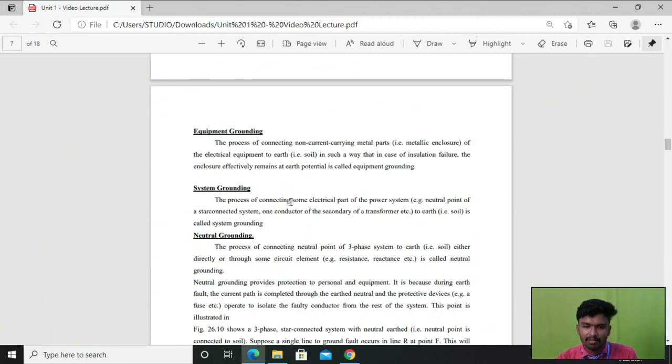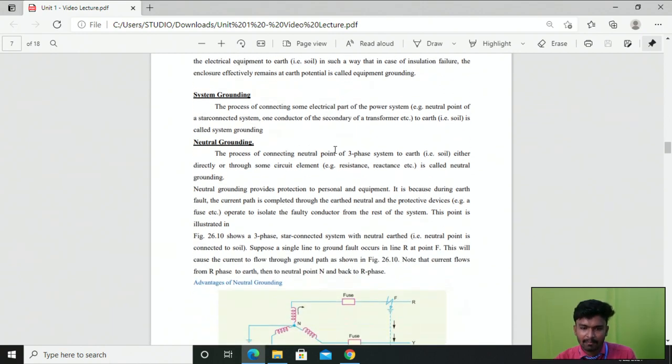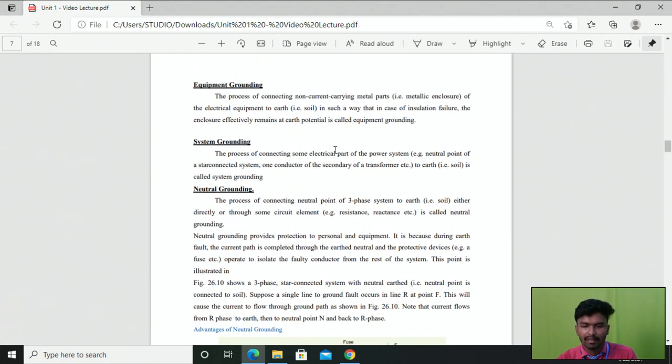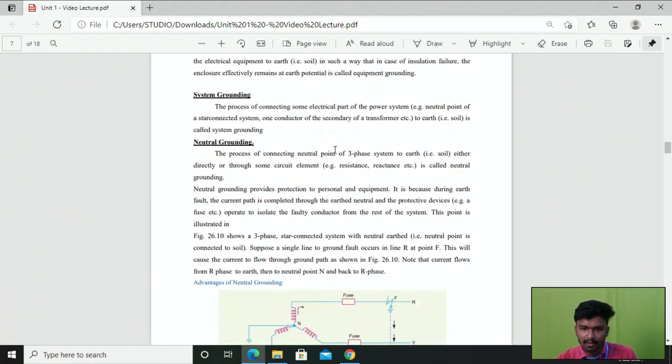So equipment grounding means we have to connect one part of the equipment to the earth. The equipment part is nothing but the non-current carrying part. If you are connecting that non-current carrying part to the earth, that is called equipment earthing. If it is system earthing, then instead of the non-current carrying part, you are connecting some electrical part of your power system to the ground, and that is called system grounding. So this is the difference between system grounding and equipment grounding, right?